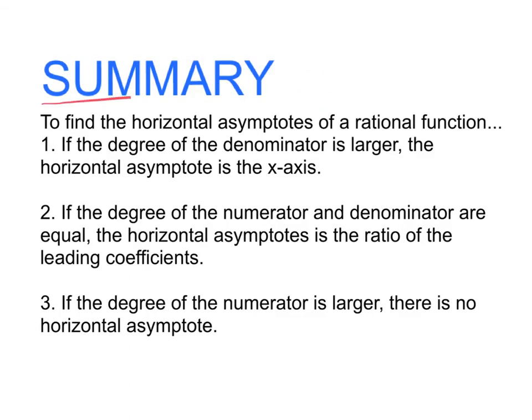And here is our summary of our three cases. If we're looking for horizontal asymptotes, if the degree of the denominator is larger, then the horizontal asymptote is going to be the x-axis, whose equation is y equals 0. If the degree of the numerator and the denominator are equal, then the horizontal asymptote is the ratio of the leading coefficients. And finally, if the degree of the numerator is larger, then we won't have any horizontal asymptotes at all.